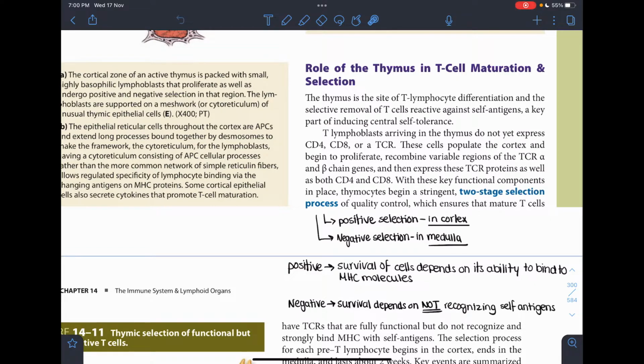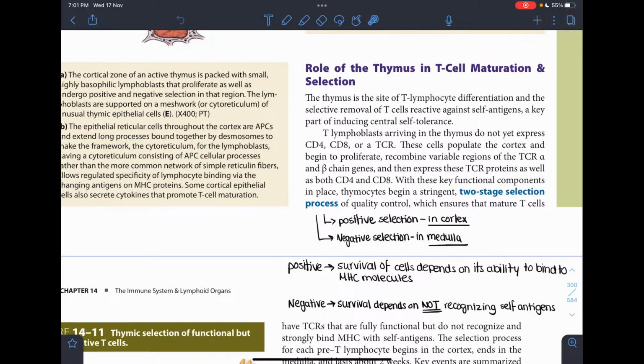Now for the positive selection stage, we need to know two things. First, it takes place in the cortex, and it is called positive because we want a positive result from it, a yes result, which is that the survival of cells depends on its ability to bind to MHC molecules. So if it binds to the MHC molecule, which is a positive result, it's going to go to the next stage, which is the negative selection. If it doesn't, it's going to die by apoptosis, and we're going to talk about it now.